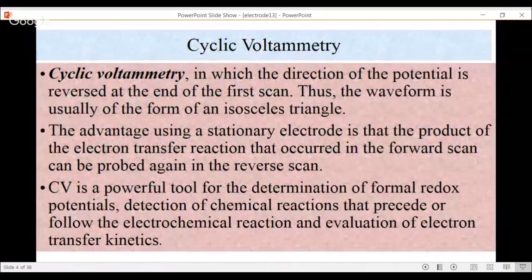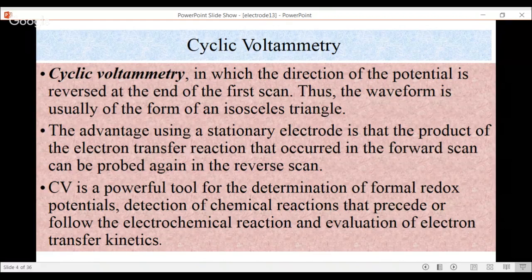So cyclic voltammetry is one in which the direction of the potential is reversed at the end of the first scan. Thus, the waveform is usually in the form of an isosceles triangle. The advantage of using a stationary electrode is that the product of the electron transfer reaction that occurred in the forward scan can be probed again in the reverse scan. So even if you miss it in the forward direction, you will get it in the reverse direction. CV is a powerful tool for determination of formal redox potential.